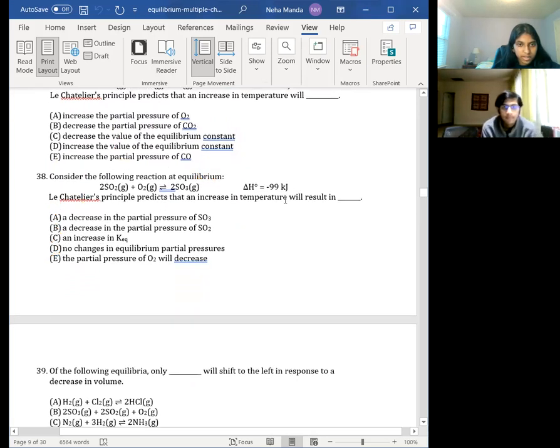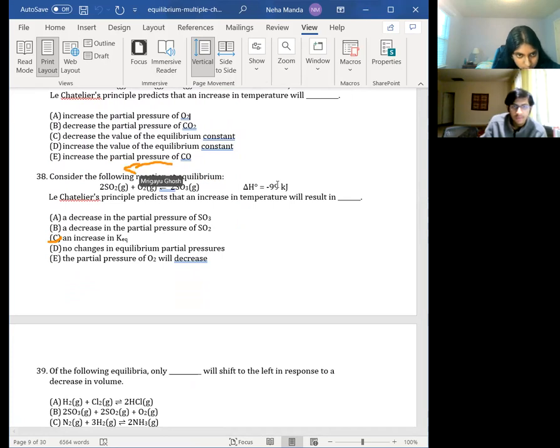Okay. Again, an increase in temperature, and again, it's exothermic. So it would push it to the left again. We just saw that in an exothermic reaction, if you increase the temperature, then it's going to be a decrease in K, right? Yeah. It can't be C. Okay. Shifting to the left. So SO3 would decrease, right? Yes. A? Okay, yeah, it's A.